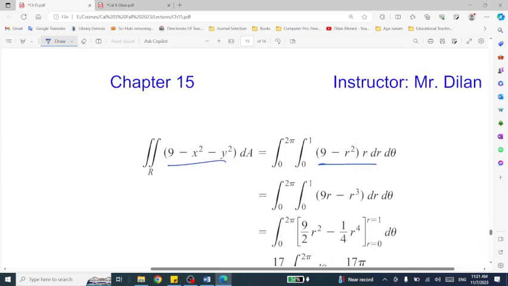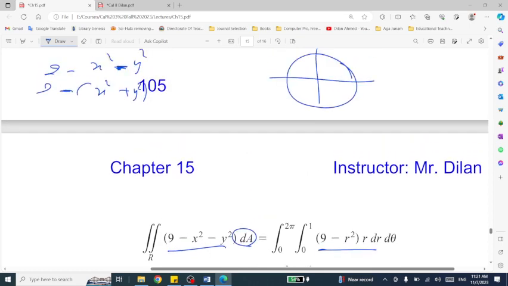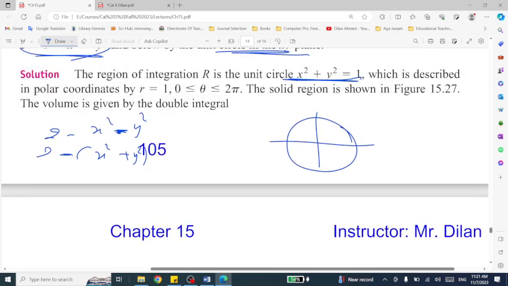Do you have a question? How about dA, dR, d theta? Is that clear? A circle like this, 2 pi, or 2 pi multiplied by 2.